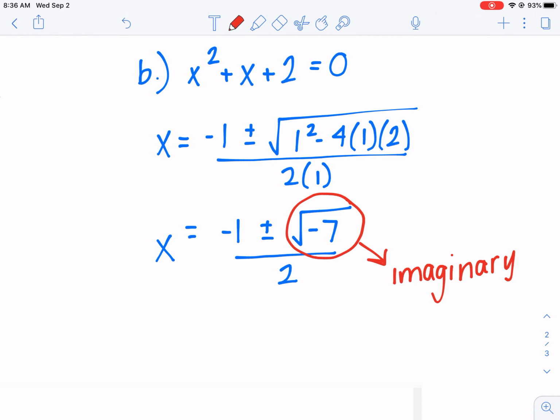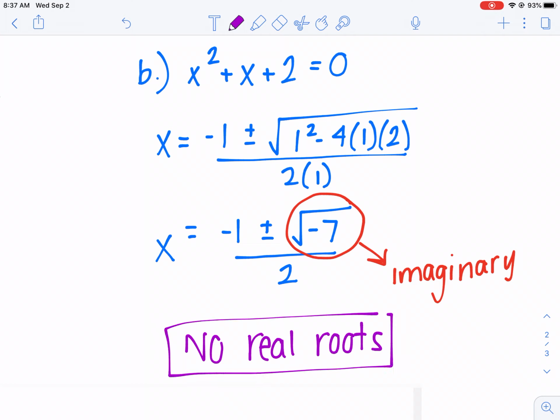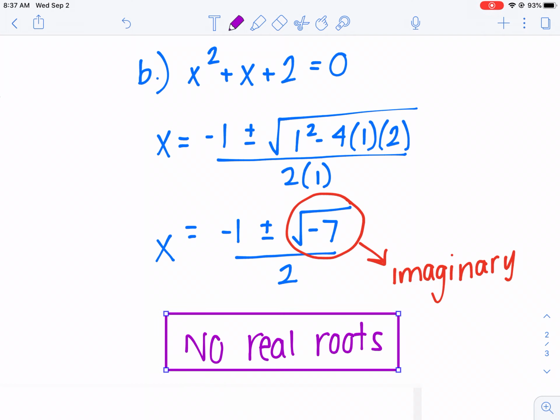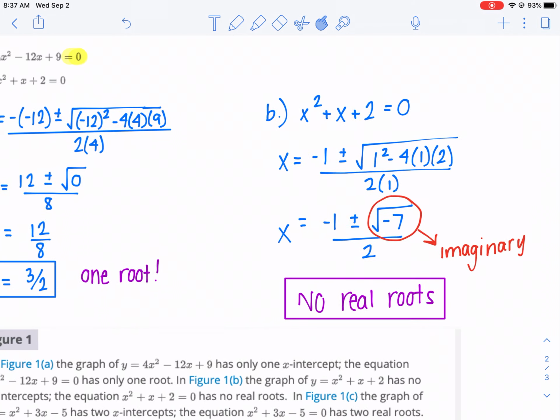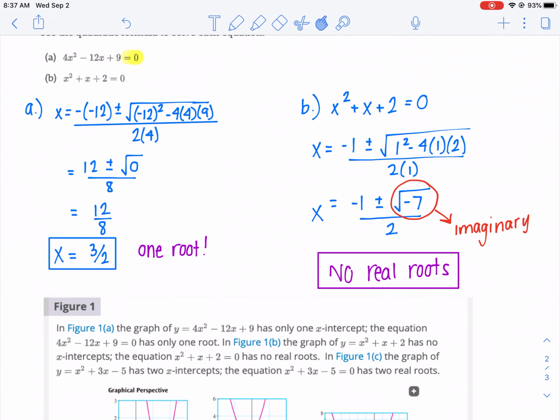Okay, if you try to take the square root of a negative on your calculator, you would get either error or no solution. It's not possible to take a square root of a negative. So when that happens, this problem would say you have no real roots. So now we've covered every case. The first examples had 2 roots. We now had an example with 1 root. And now we have an example with no real roots.